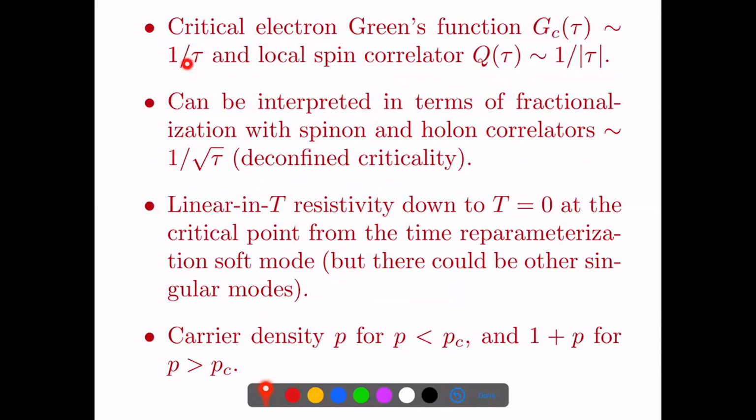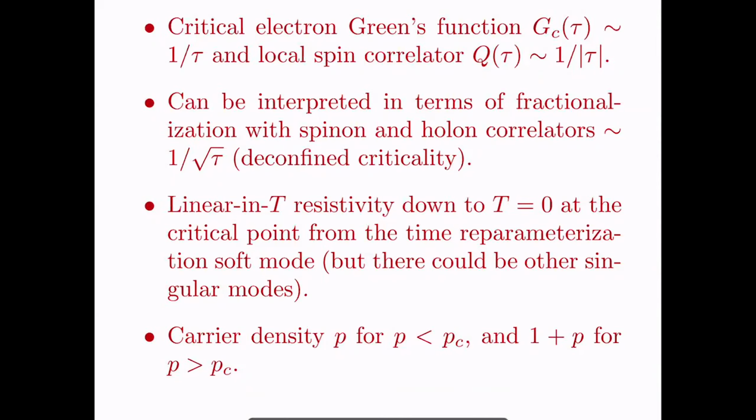These two behaviors can be interpreted in terms of fractionalization right at the critical point. There's no fractionalization away from it. And there's also linear in T resistivity. That's a possibility, but I didn't describe it. And finally, there seems to be an argument, although not a proof, that there's a jump in the carrier density from P to 1 plus P right across this critical point.